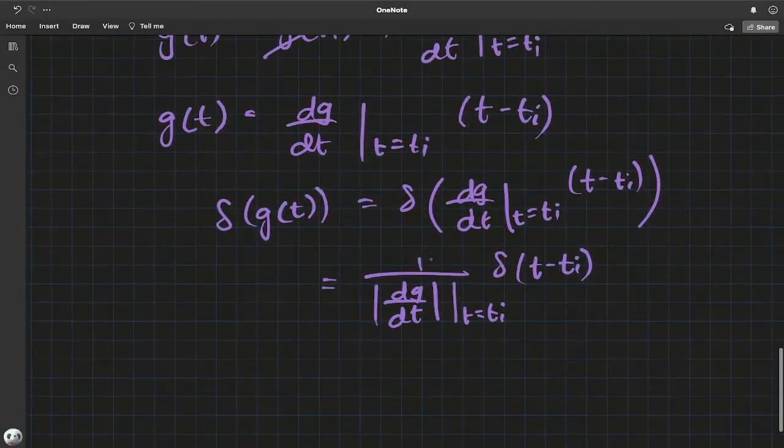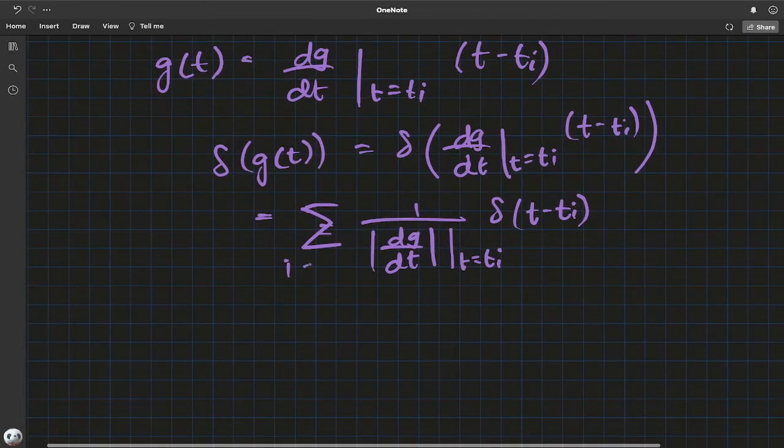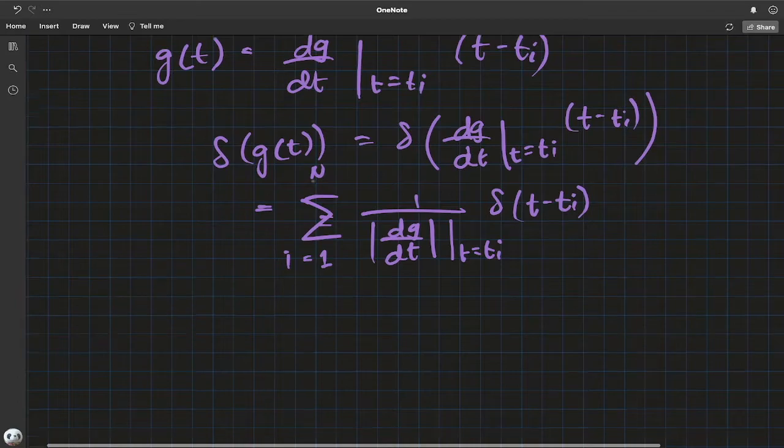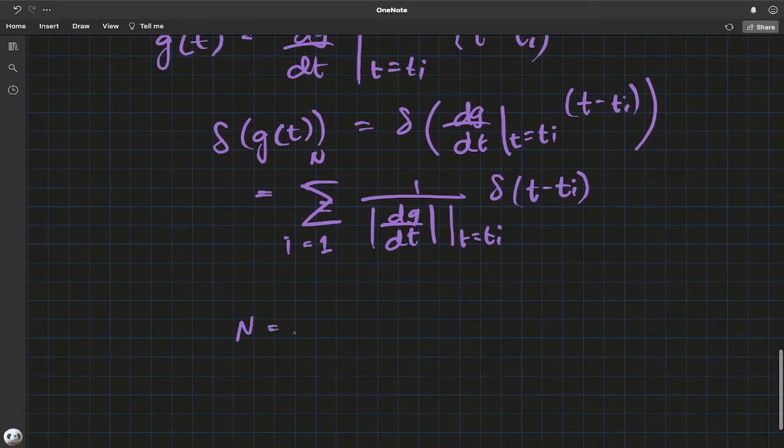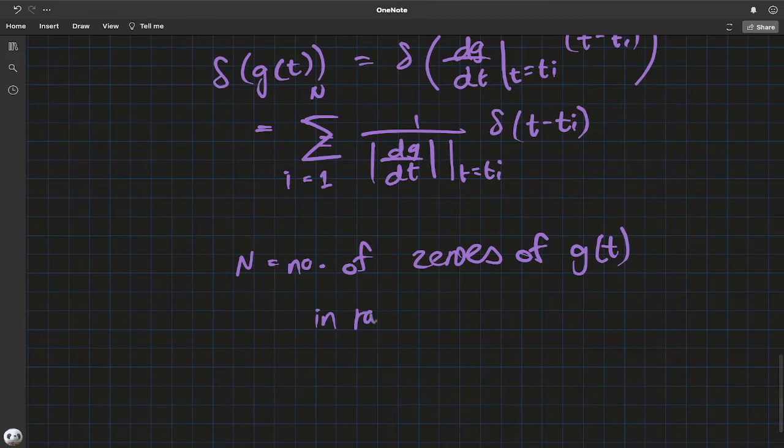We don't know how many zeros it may have, so let's just sum over all zeros that are included in this range. So i goes from 1 to n, where n is the number of zeros of g of t in the range of t minus something, say t plus something, in this range.